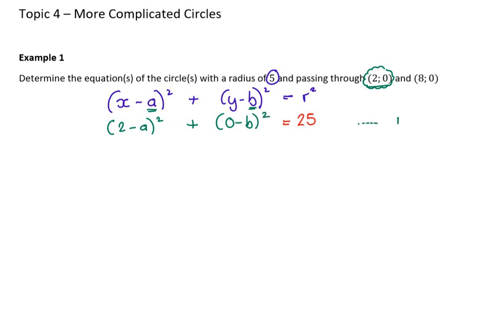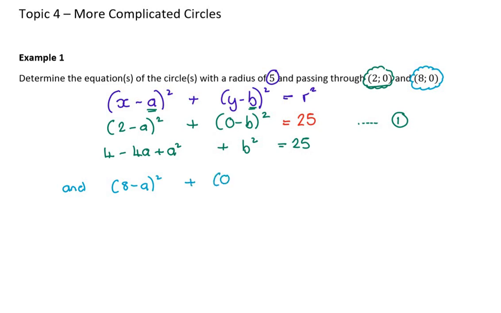Now this is equation number 1. I'm going to simplify that a bit, so I'm just going to square this out. So this is 4 − 4a + a² + b² = 25. Now I'm going to sub in the next point, which is (8, 0). So I'm going to write (8 − a)² and (0 − b)², that must also be 25. So if I multiply that out, I get 64 − 16a + a² + b² = 25. And that is equation number 2.